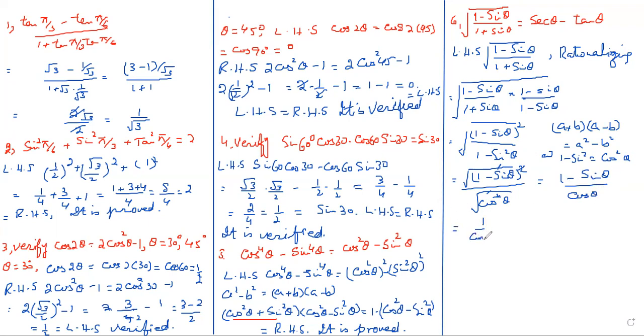So we can divide it to both. 1 over cosine theta minus sine theta over cosine theta. Now we know that 1 over cosine theta is the secant theta, and sine theta over cosine theta is tangent theta. We can easily see that this is equals to the right hand side. So left hand side equals to the right hand side, therefore it is verified. The result is verified. It is verified or it is proved.